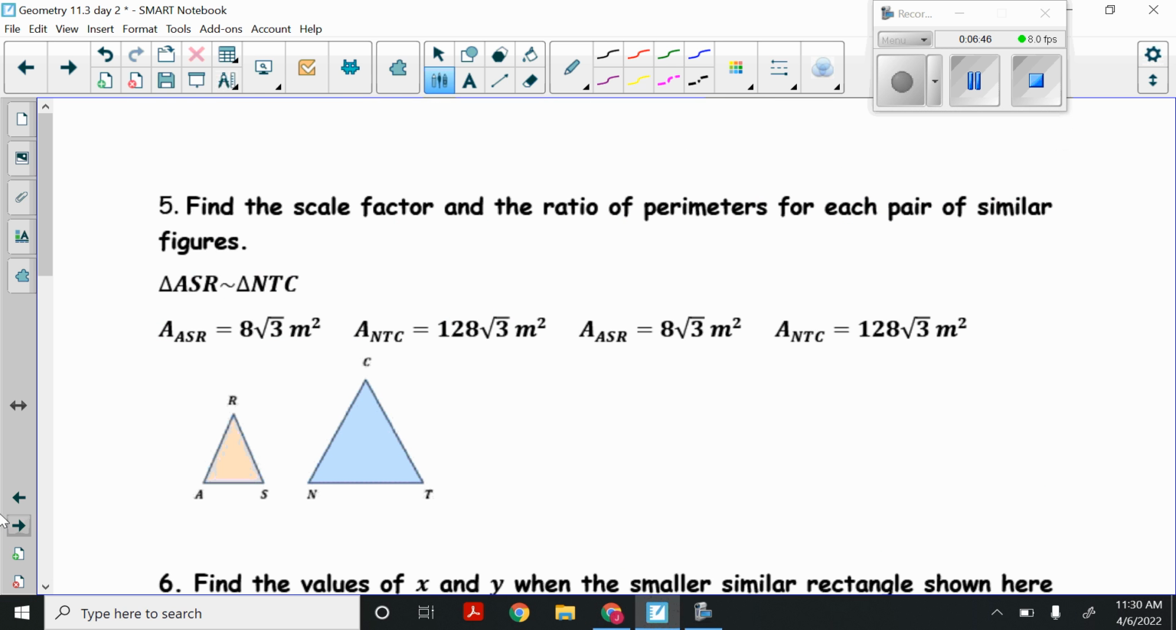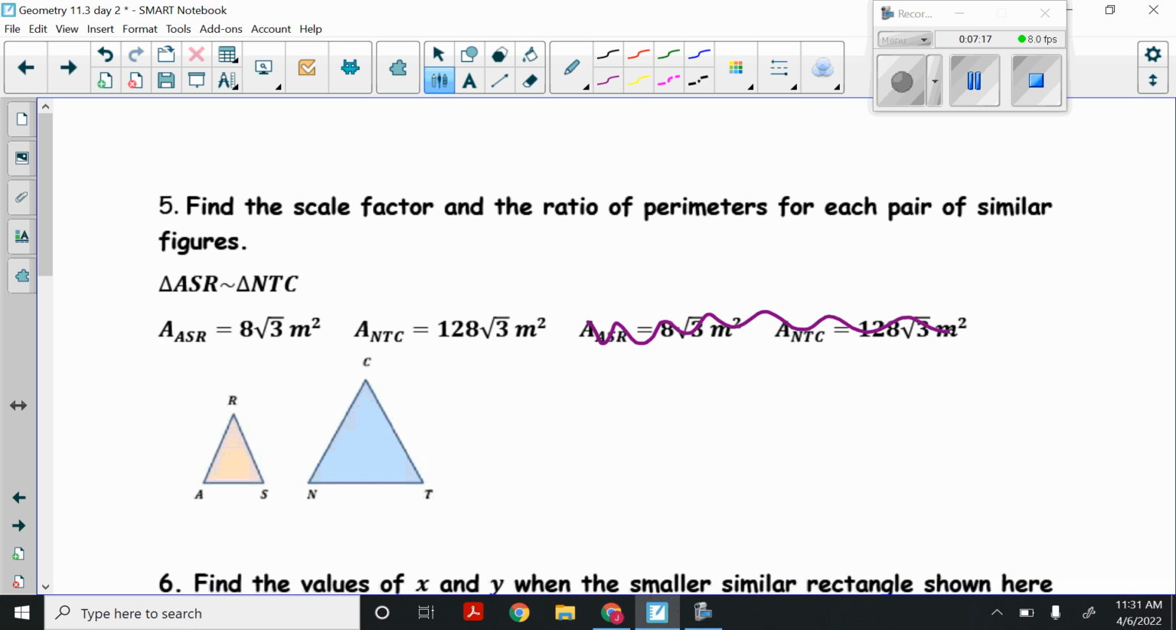All right, let's go to the back. This is find the scale factor and the ratio of perimeters for each pair of similar figures. Triangle ASR is similar to triangle NTC. They give me the area of both of them. So the area of ASR is equal to 8 square roots of 3 meters squared. The area of NTC is equal to 128 square roots of 3 meters squared. This is just written twice.